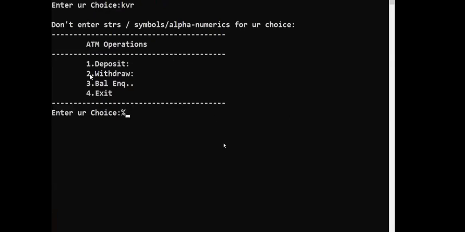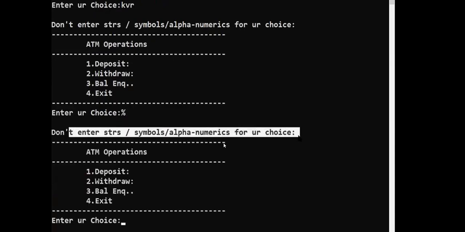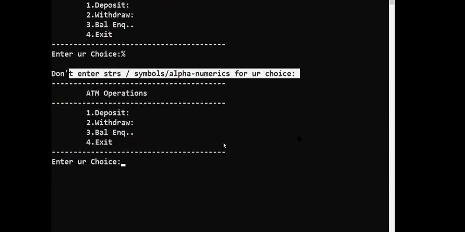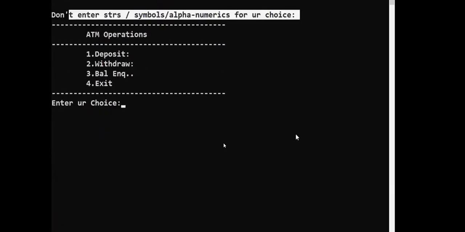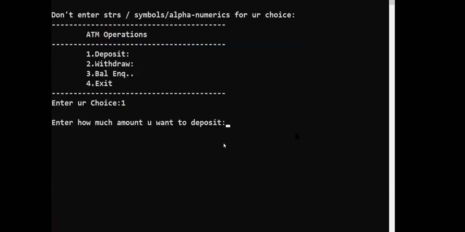Actually I have to take the choices as 1, 2, 3, 4. But I'm entering the choice as percentage. See that, don't enter any special symbols like that. Understanding, students? How strong is this program? How it is written, with exception handling facilities. Enter your choice now. 1. Enter how much amount you want to deposit.